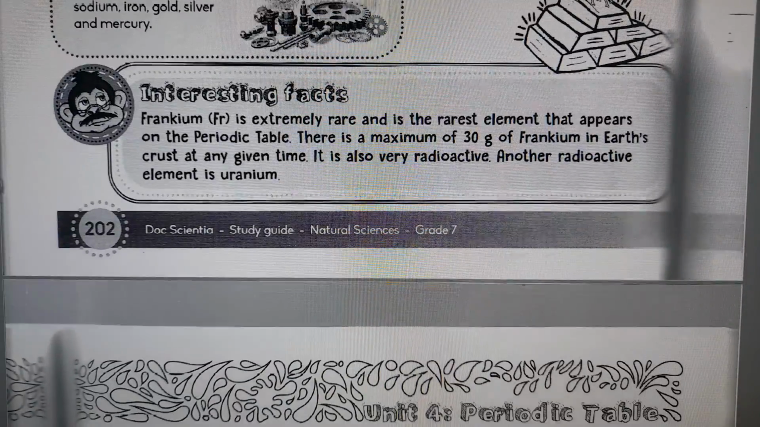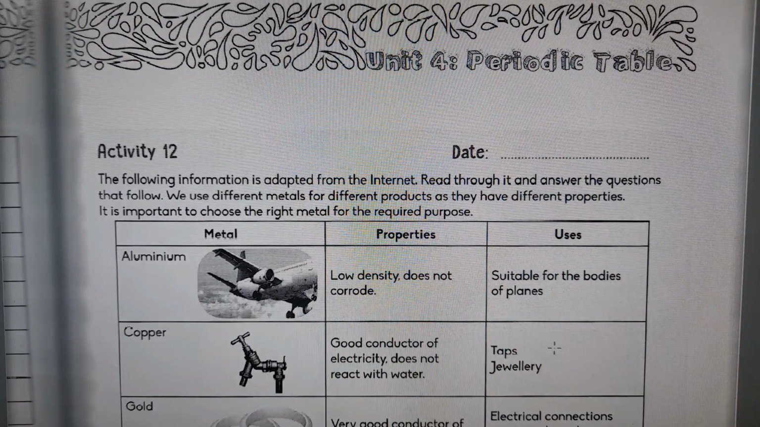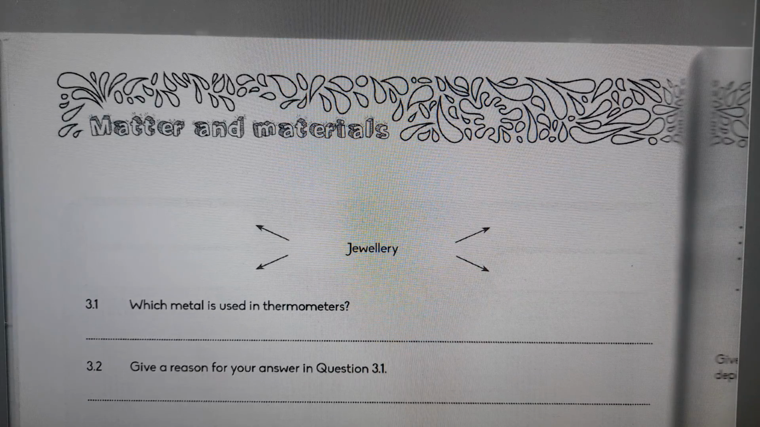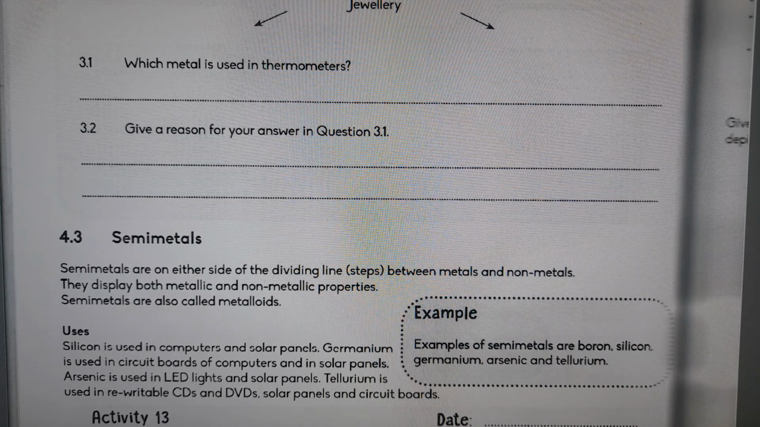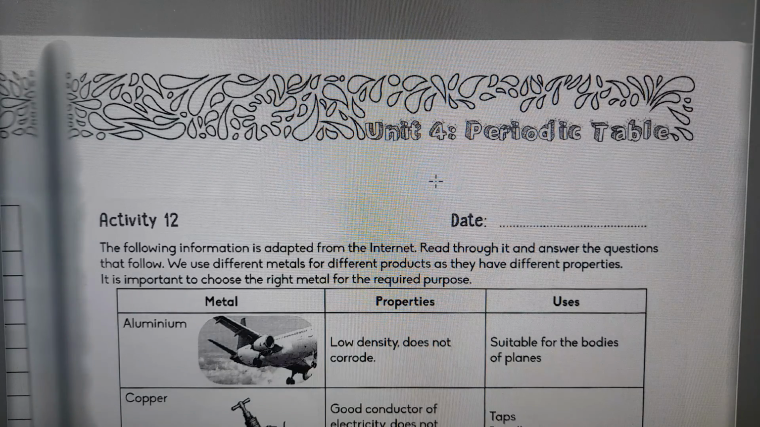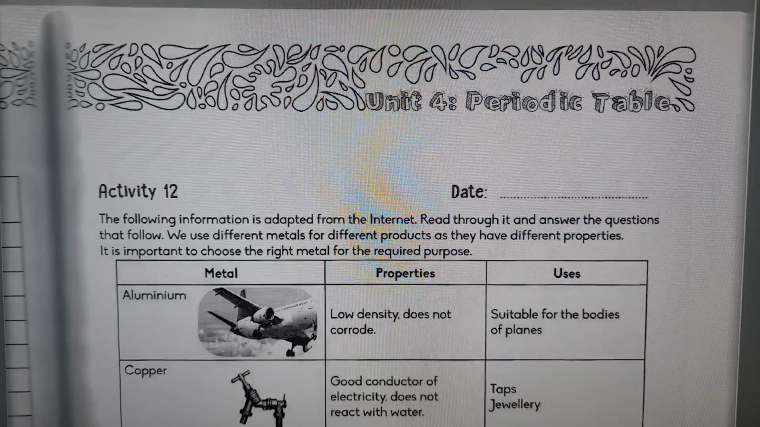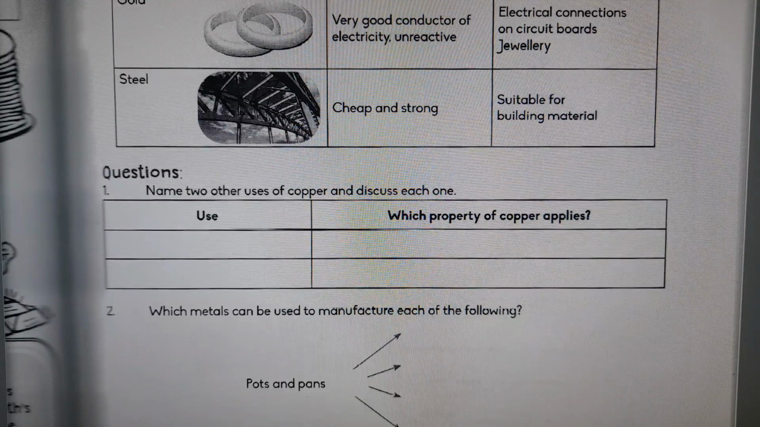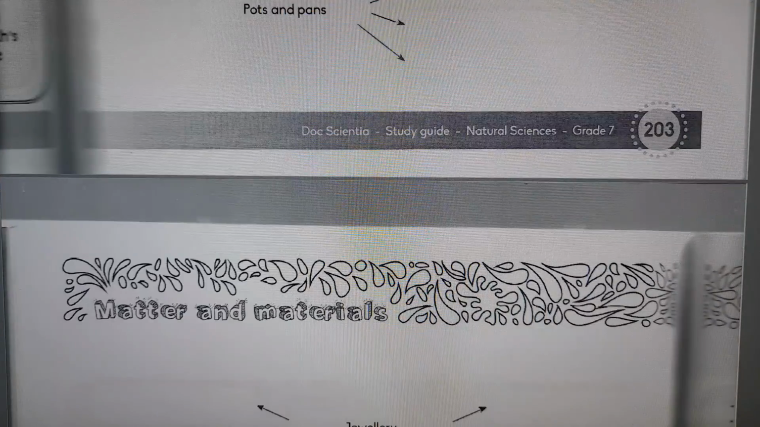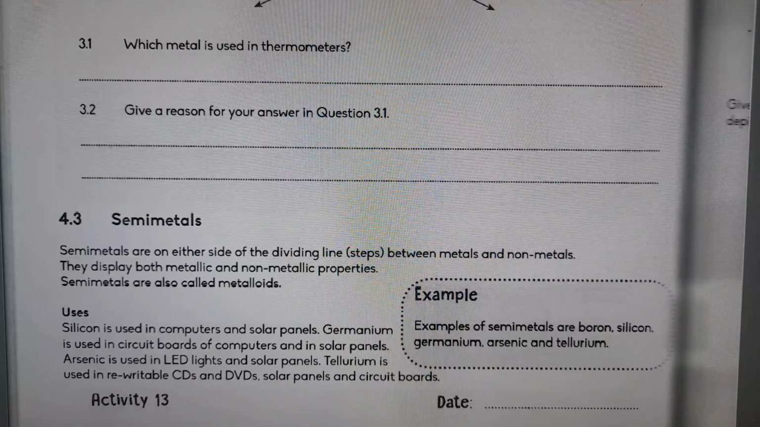Okay, I won't go through those interesting facts. I'll go straight to page 6. You will do that exercise. Let's see, that is activity number 12. Yes, you need to do that exercise, activity number 12.